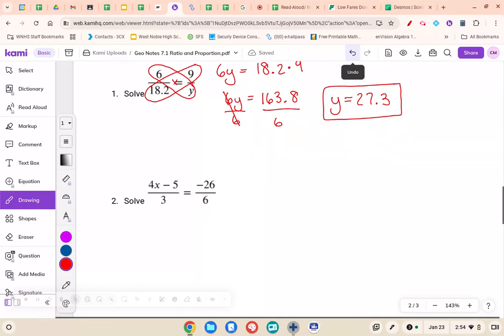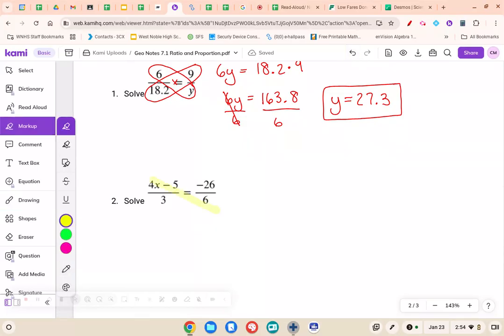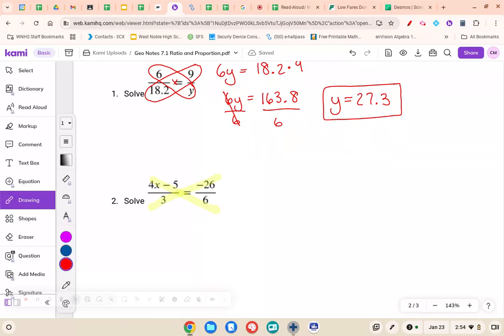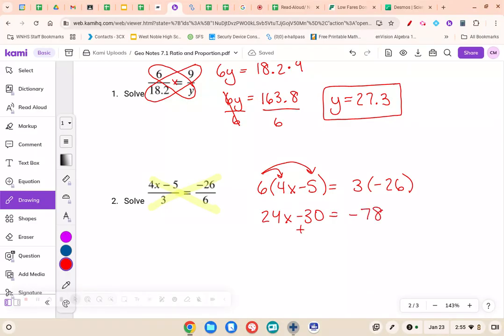The next example does get a little trickier, but that's just because we have to distribute. We still are just cross-multiplying. So I'm going to take 6 times 4x minus 5 and 3 times negative 26. I need to distribute this 6 through. So I get 24x minus 30 equals, multiply on the other side, negative 78. And then we just solve for x. We get 24x minus 48.